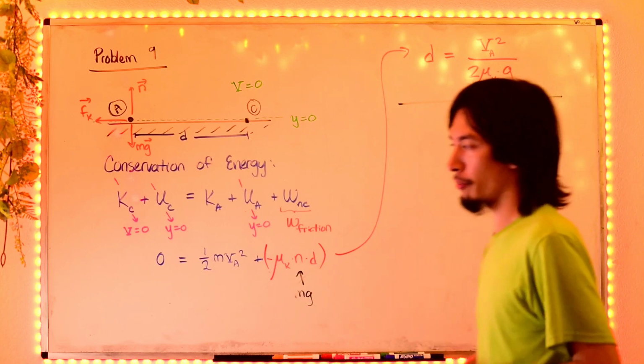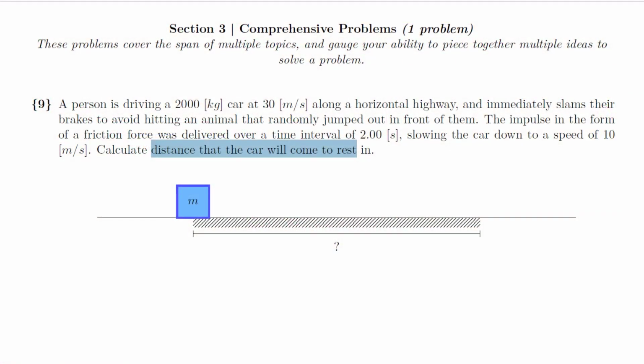If I go back to my information over here, you'll notice that the impulse in the form of a friction force, so that's where we're going to involve friction, was delivered over a time interval of 2 seconds. You have an impulse, which is given based on the other information in the problem: you have the mass and the change in velocity, so you can get the impulse, and you know the time interval. That speaks more of the force that can be calculated. So let's consider that we could calculate the force from this.